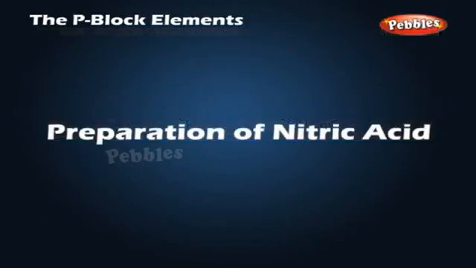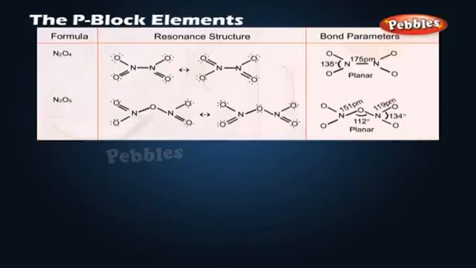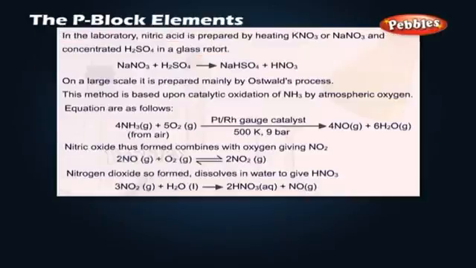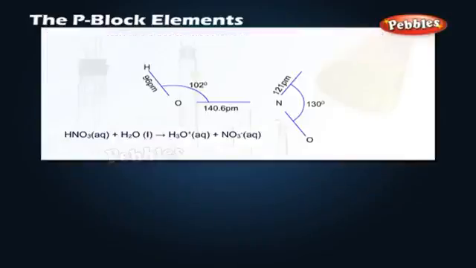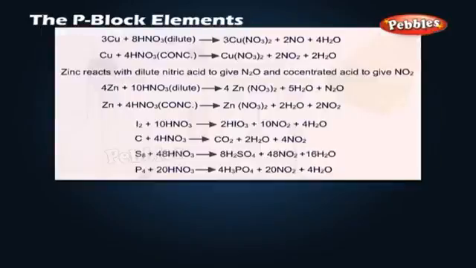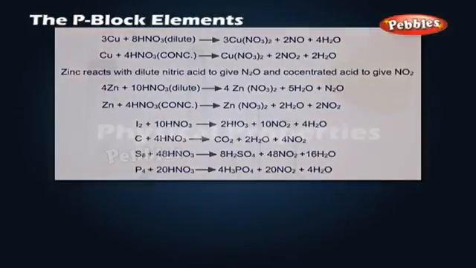Preparation of nitric acid. In the laboratory, nitric acid is prepared by heating KNO3 or NaNO3 and concentrated H2SO4 in a glass retort. On a large scale, it is prepared mainly by Ostwald's process. This method is based upon catalytic oxidation of NH3 by atmospheric oxygen.